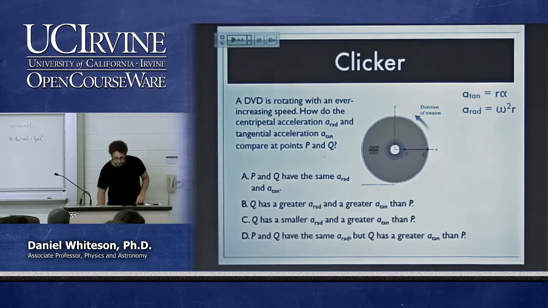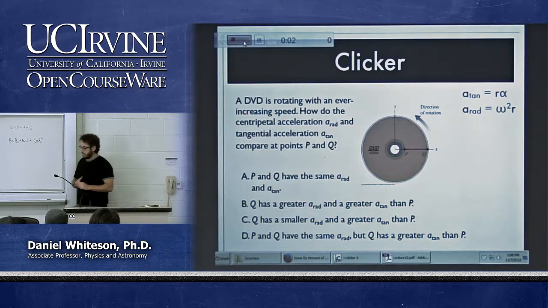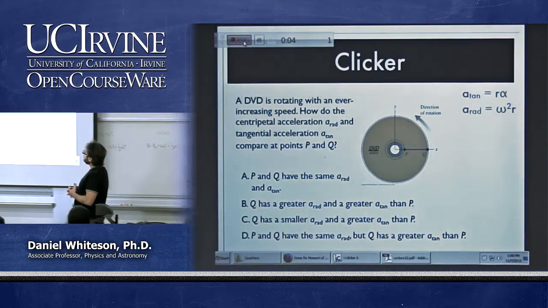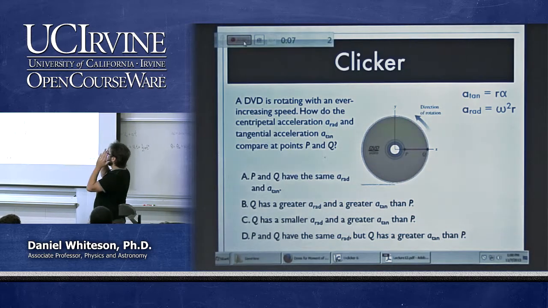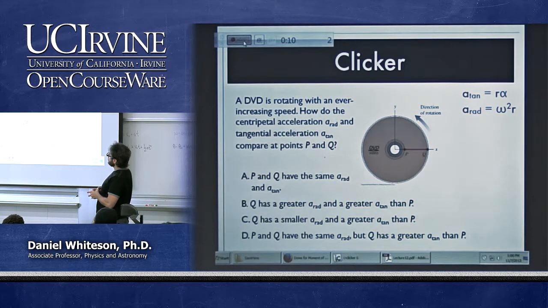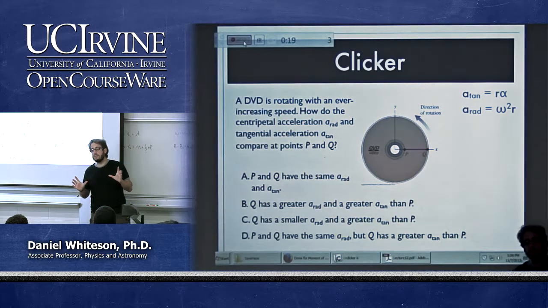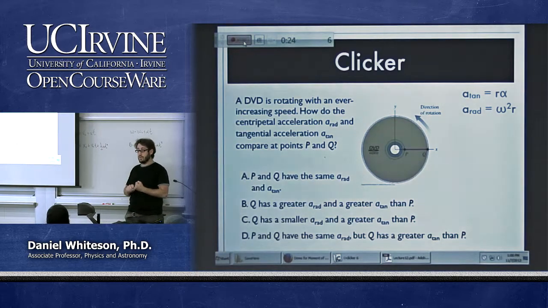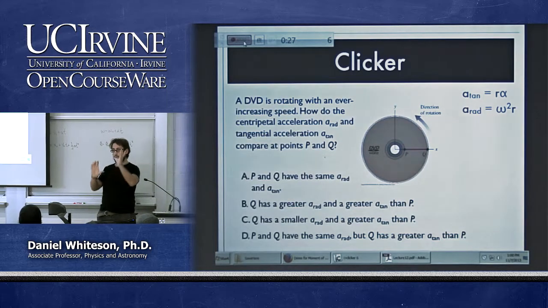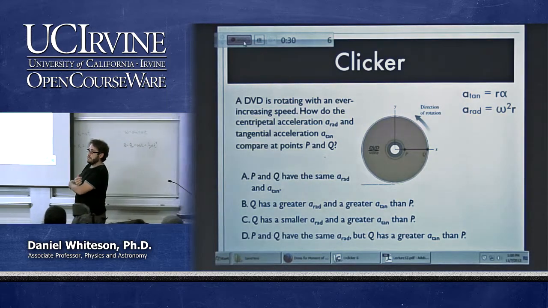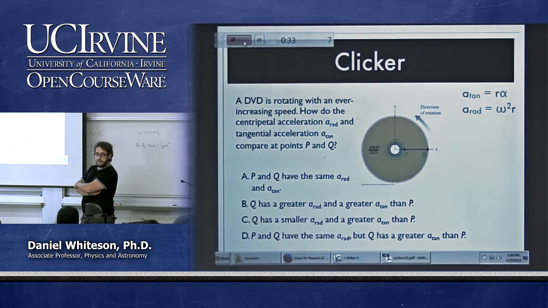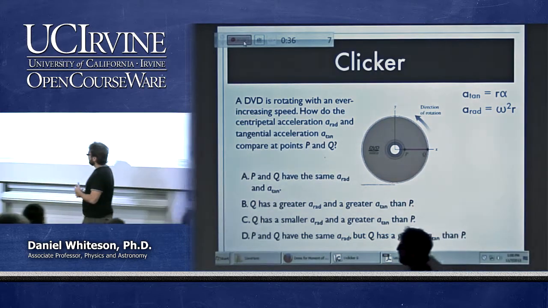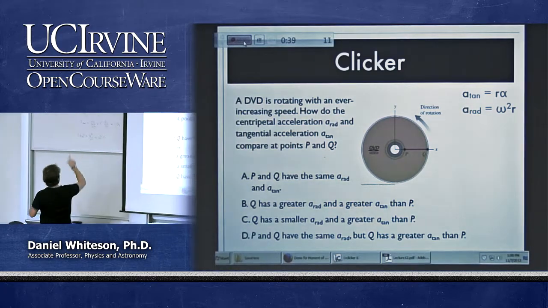Okay, but this is what I actually wanted to show you. Back to our DVD. This one's going crazy and rotating with ever-increasing speed. The question is, how do the radial acceleration, the centripetal acceleration, and the tangential acceleration, A tan, compare at points P and Q? So you have the same DVD, which means points P and Q are going to have the same angle, the same angular velocity, and the same angular acceleration, because they're hooked together. They're always going to have the same angle. But they have different radii. So this question really is about the radial dependence of the tangential acceleration and the radial acceleration.